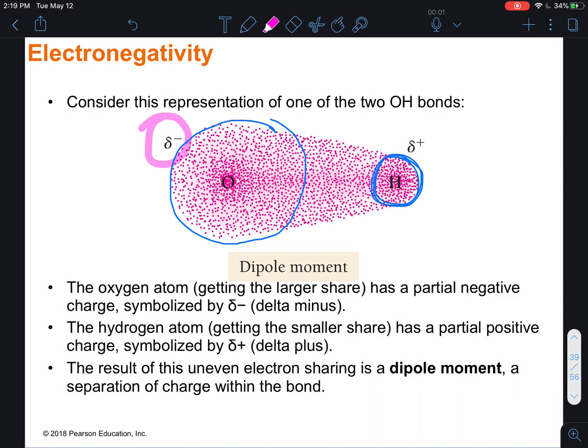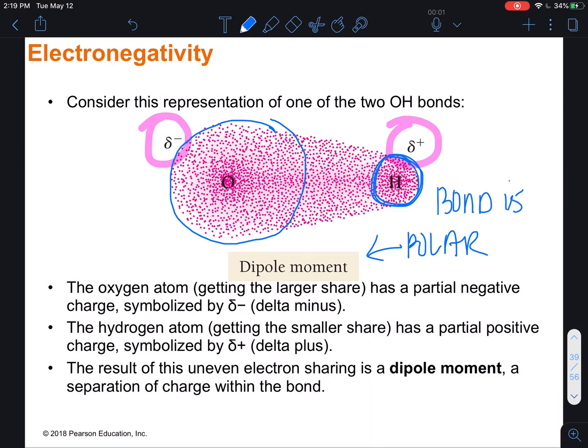Again, this results in this partial positive, partial negative charge, and collectively, since there's an unequal distribution of electron density, this is what we call a dipole moment. The result of unequal sharing is a dipole moment, a separation of charge within a bond. Okay? Now, it's not a full-on separation because it's still a part of a bond, but it is a separation of charge within a bond. Right? A dipole moment is essentially the same thing as saying the bond is polar.